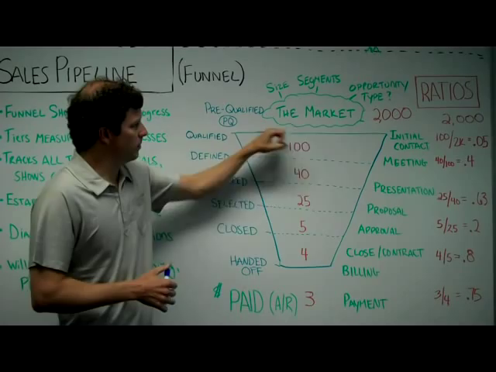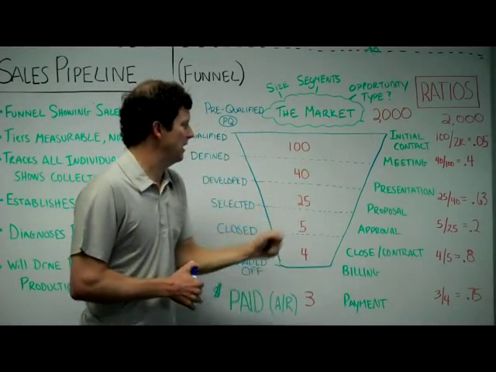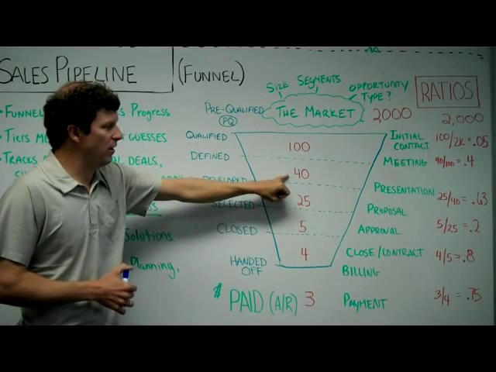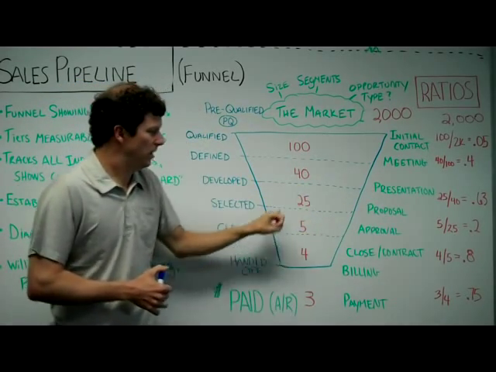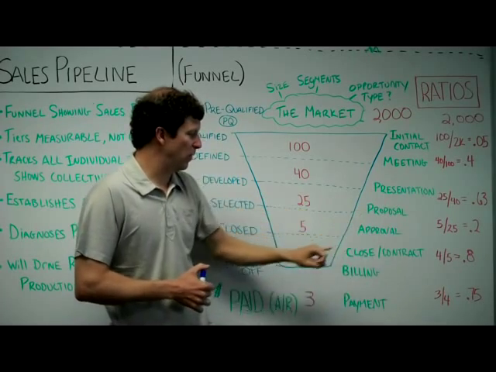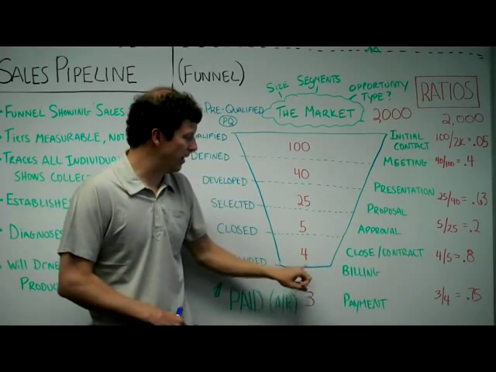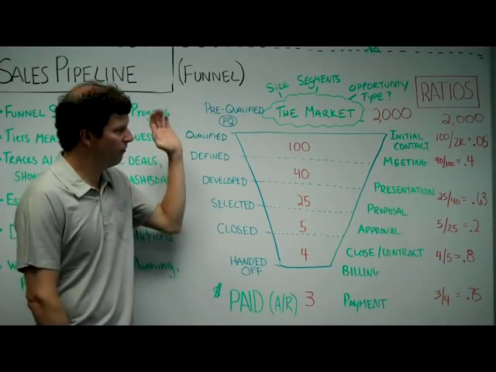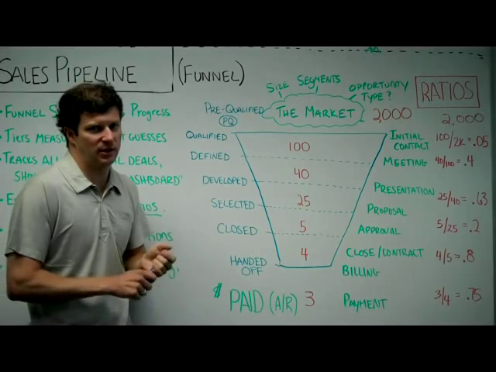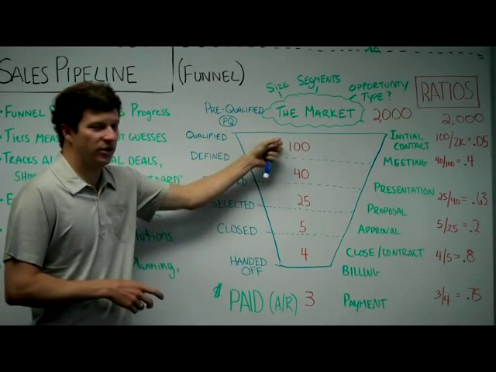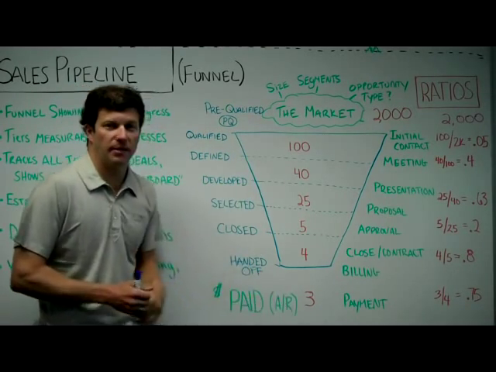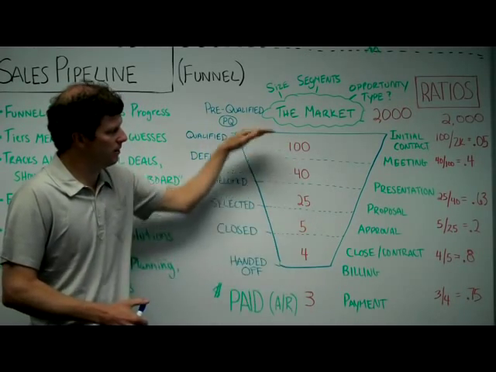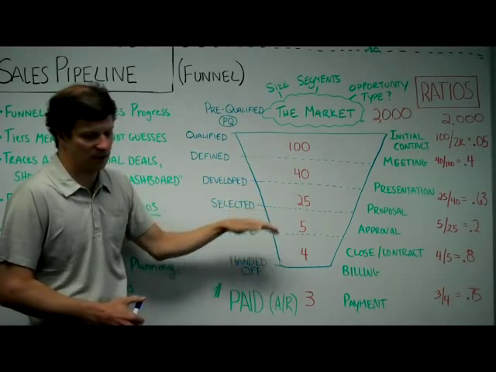So then what do these numbers mean? In the middle, these numbers mean that there's 2,000 in my market and maybe only 100 of those I ever talk to. 40 of those I ever do a presentation to. 25 get a proposal. 5 say yes, they want it. 4 actually sign a contract and only 3 pay me. That's the core idea behind a sales pipeline, is that you may start with 100 conversations and only 3 of them end up closing.